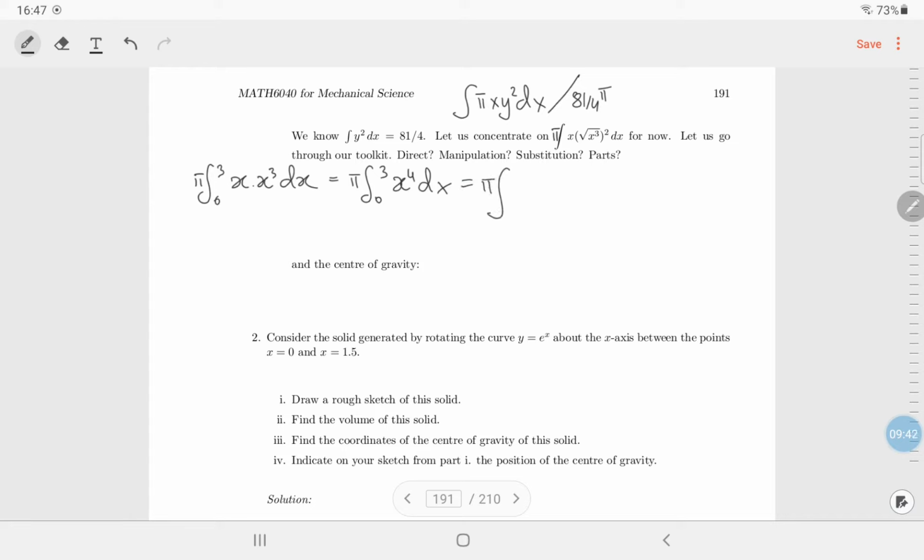And now you're down to something you can handle. The antiderivative of x to the 4 is x to the 5 over 5, from 0 to 3. Top limit minus bottom limit, pi: 3 to the 5 over 5 minus 0 to the 5 over 5. And 3 to the 5 is something like 243, yeah. So that's 243 pi over 5. Okay, so now we'll use our formula.